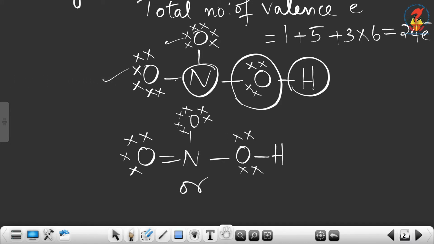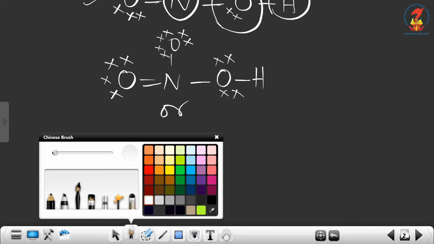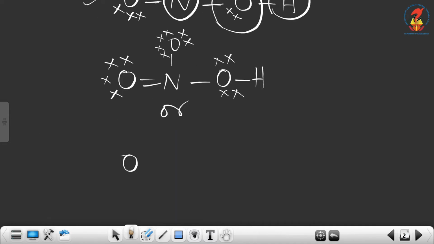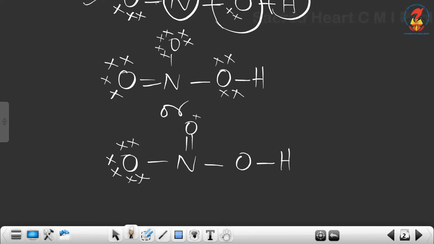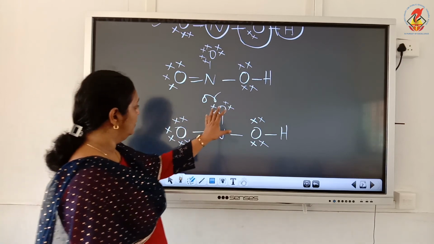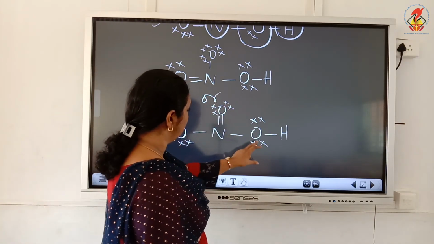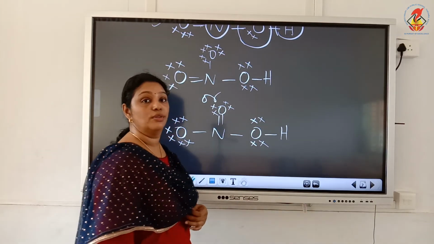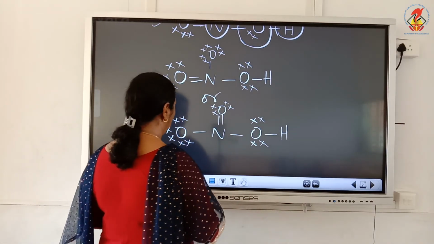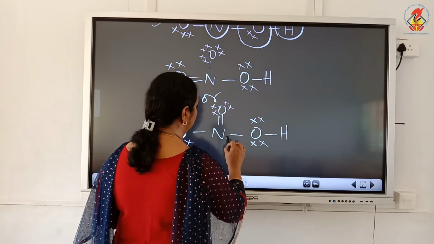Or what is the other possibility? Other possibility is O single bond N, double bond O, single bond OH. Now complete the octet. This oxygen 1, 2, 3, 4. This oxygen 1, 2, 3, 4. Now if you count, the total number of electrons will be 24. 8 plus 8, 16, 17, 18, 19, 20, 21, 22, 23, 24. So this is the structure, and remember there is no double bond here.